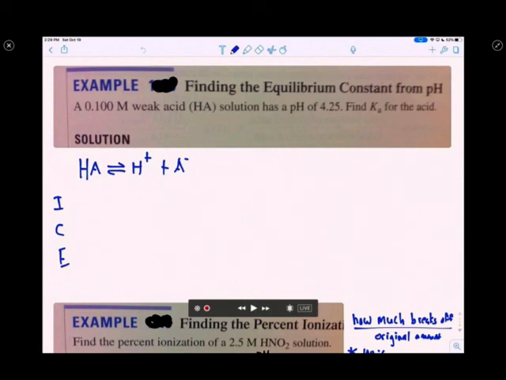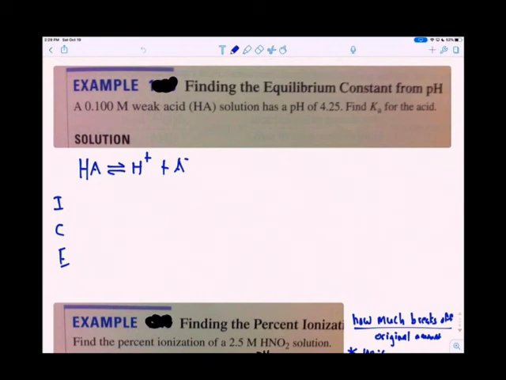Okay, so we're going to move on and show you some more examples on how to use equilibrium in acids. So here's an example of a problem. A 0.1 molar weak acid has a pH of 4.25. What is the Ka for the acid?